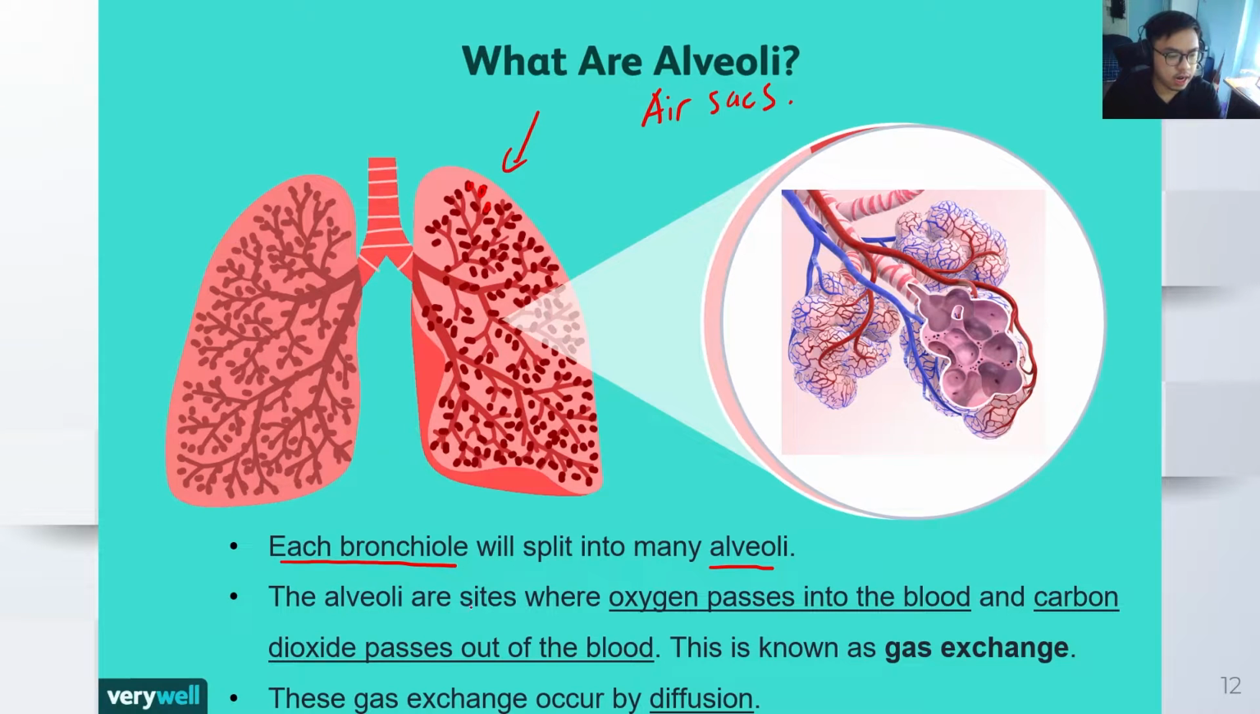The alveoli are the sites or places where oxygen passes into the blood and carbon dioxide passes out of the blood. So this is the place where gas is being exchanged. Oxygen goes into our blood, and the carbon dioxide from our blood goes out into the alveoli, out from the lungs and out from the nose. So this is where gas exchange takes place. This body part, the alveoli, is very important for us to breathe. This gas exchange occurs by diffusion.